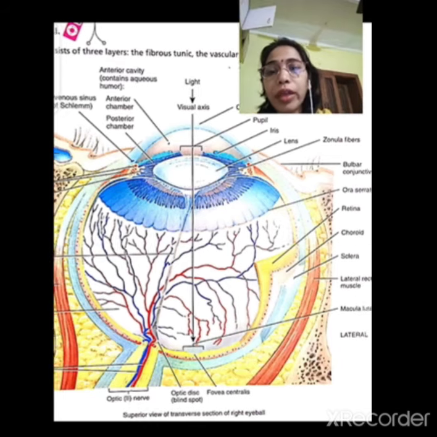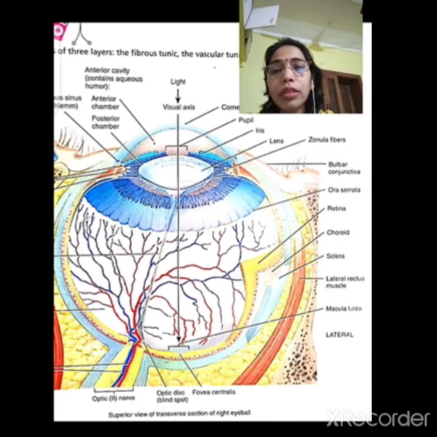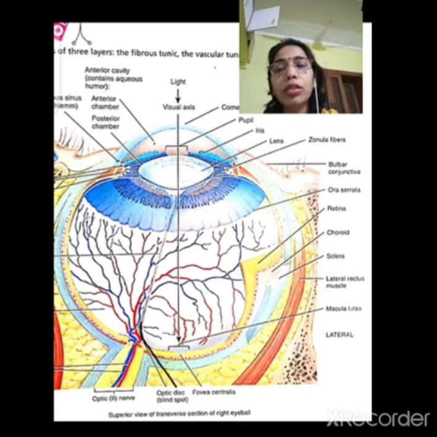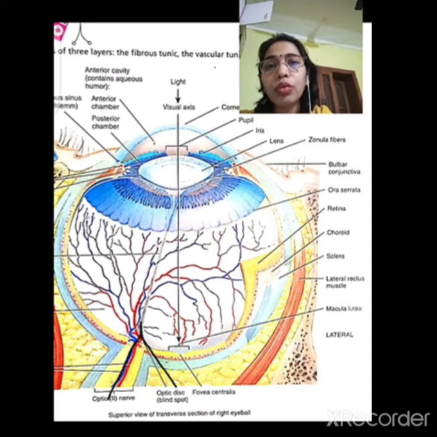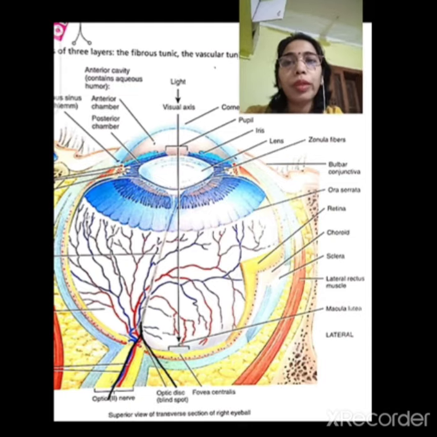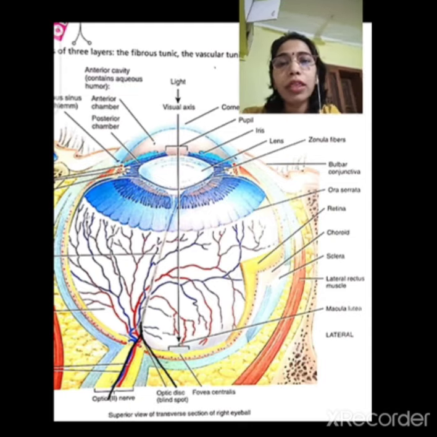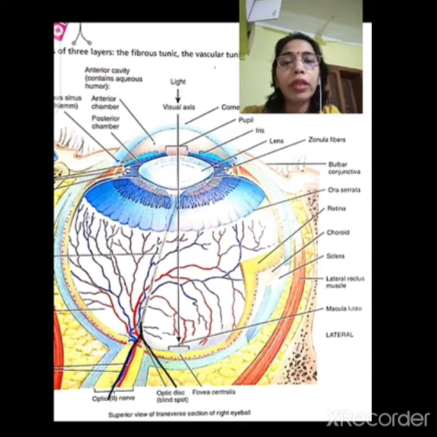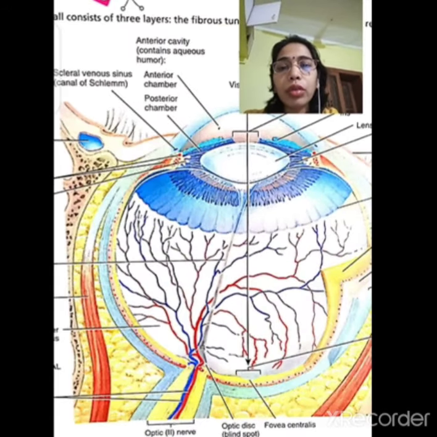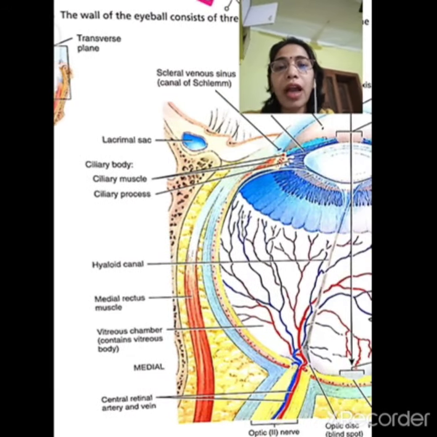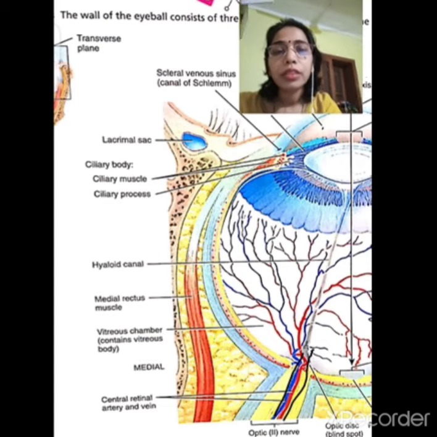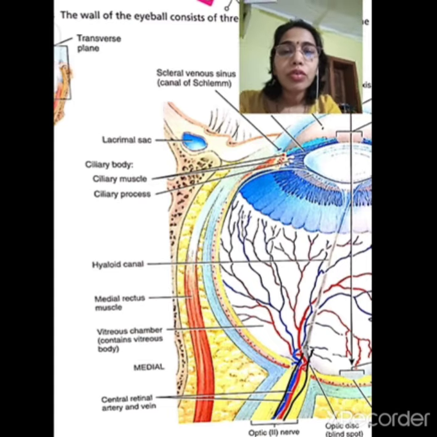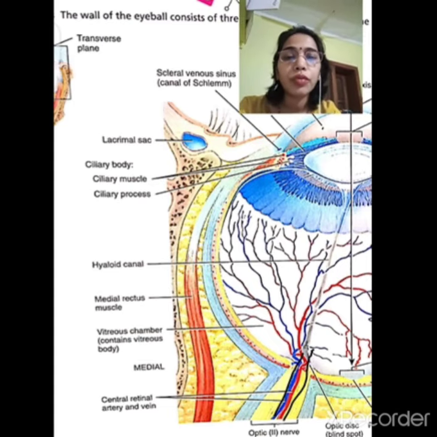This is the optic disc. This is the optic nerve, the second cranial nerve. There is the fovea centralis. You can see the central retinal artery and vein here. These are the various structures of your eye.